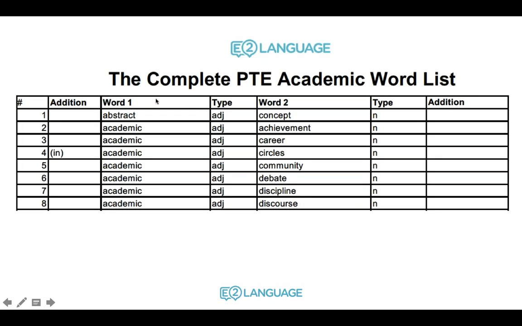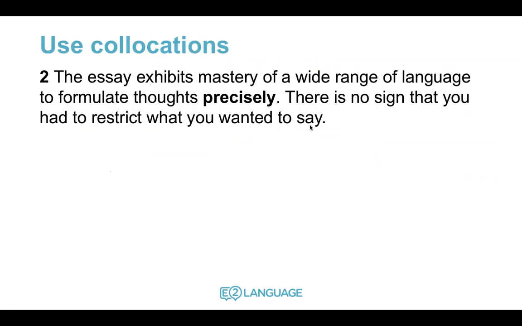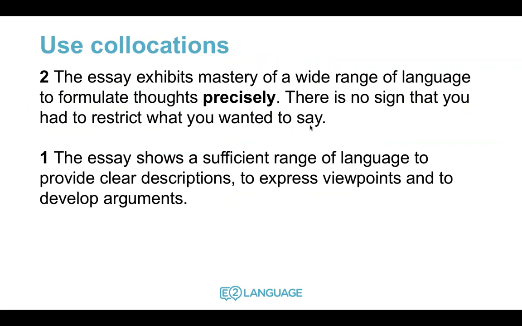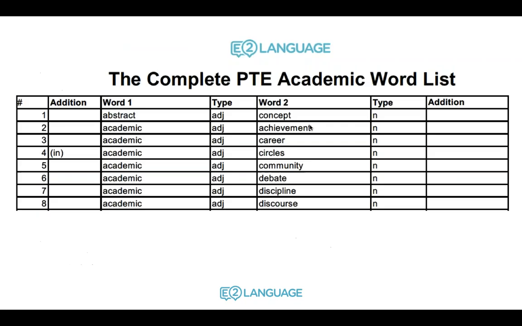A collocation is, these are academic collocations. They are usually 2 words that come together very often to form a word pair. For example, abstract concept or academic achievement, or academic discourse. This is just the A's. There are thousands of these. When you use these, this is what makes your writing precise.